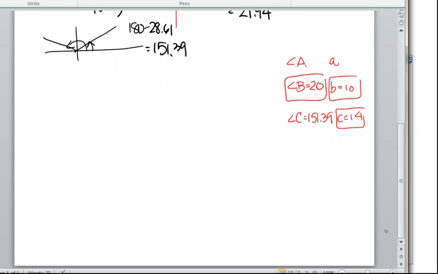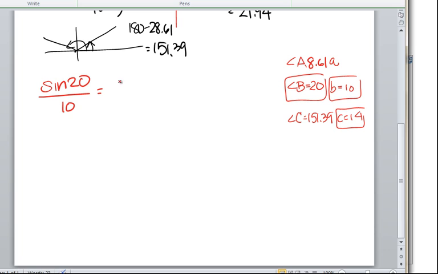Okay, so that's all the information I have, right? The last thing I did was to find angle C. So now I need to go through the exact same steps as I did previously. I start with what I know, and that's sine of 20 over 10 is equal to, oops, what I forgot to do is find angle A, right? I know that A, B, and C add up to 180. If I know B and C, I add them up, subtract them from 180. Angle A is 8.61 degrees.